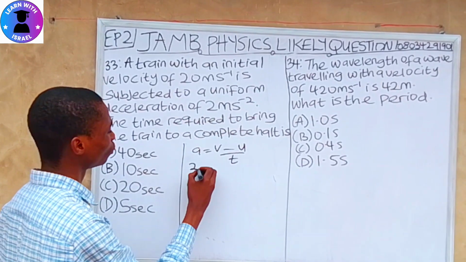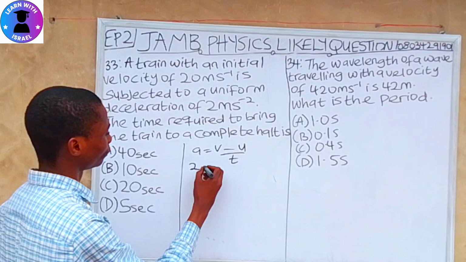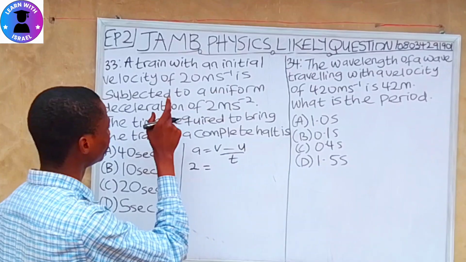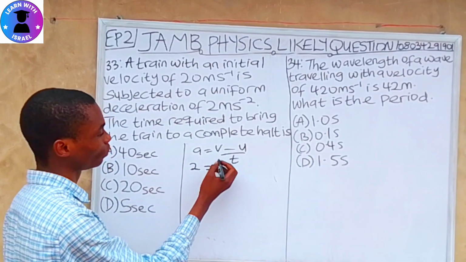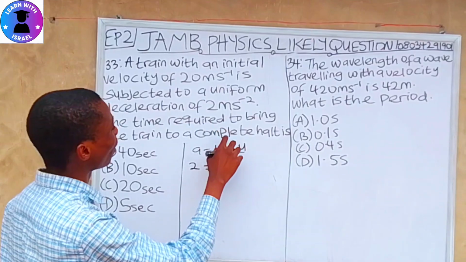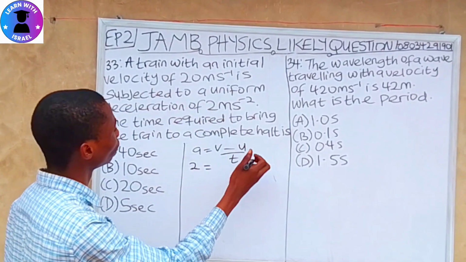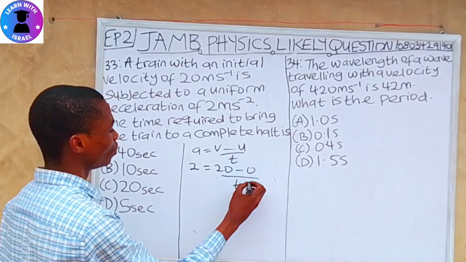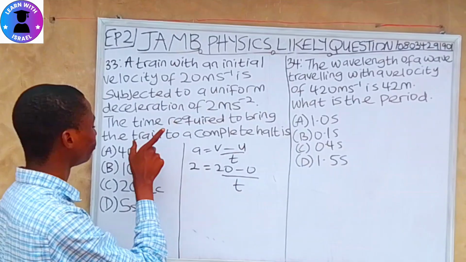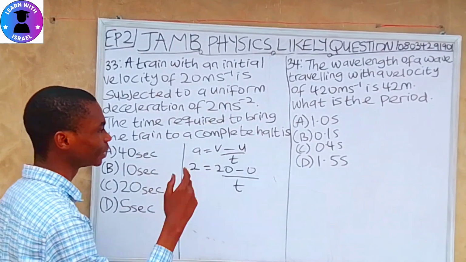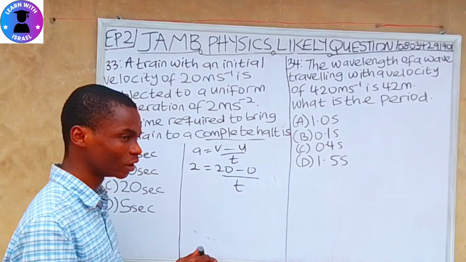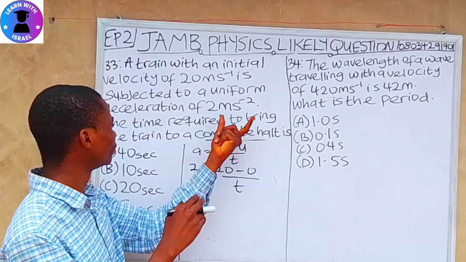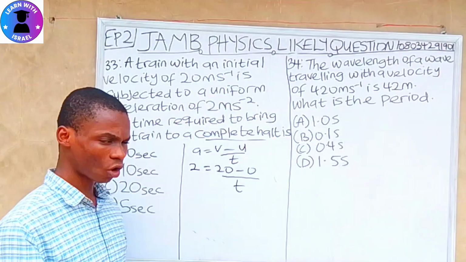Our acceleration is 2 meter per second square. Acceleration is also equal to deceleration, it's just that acceleration is plus while deceleration is minus. So our deceleration is 2 meter per second square. Our initial velocity is 0 and our final velocity is 20, divided by our time. We are looking for our time. They say the time required to bring the train to a complete halt is. What is the meaning of complete halt? Complete halt means complete stop.